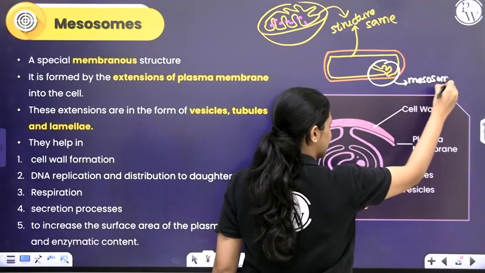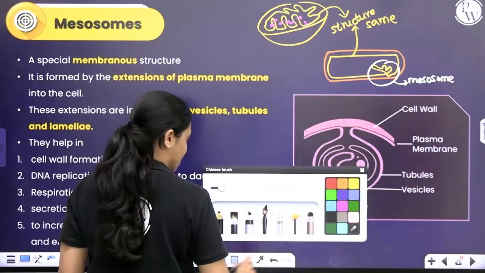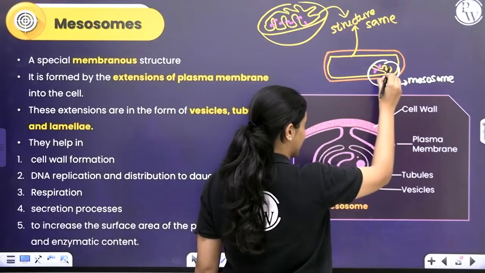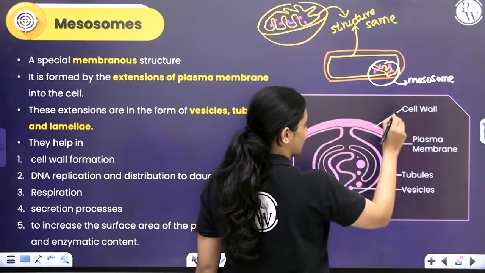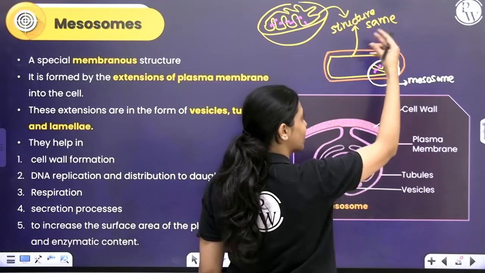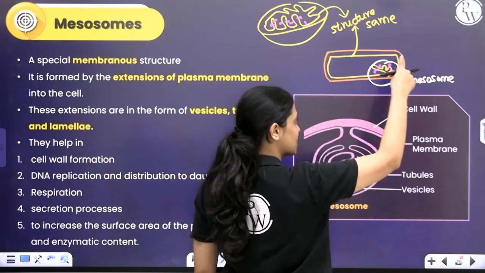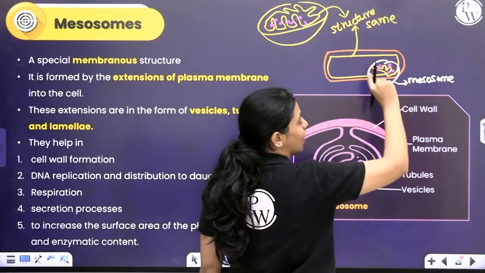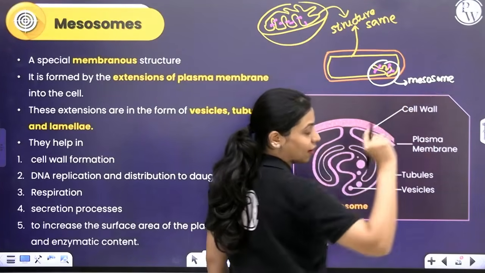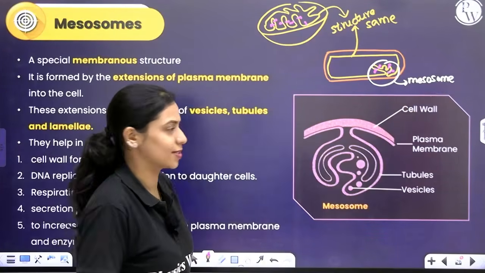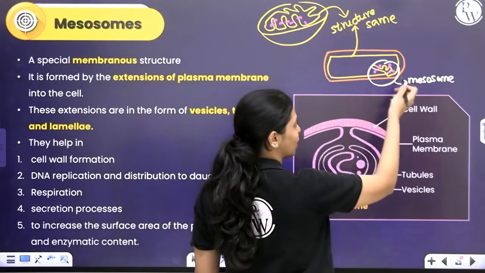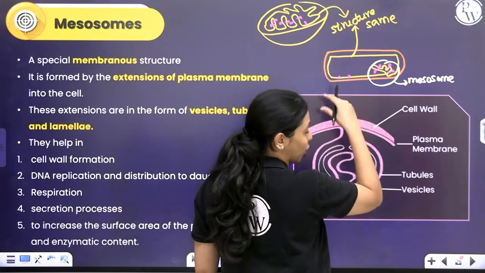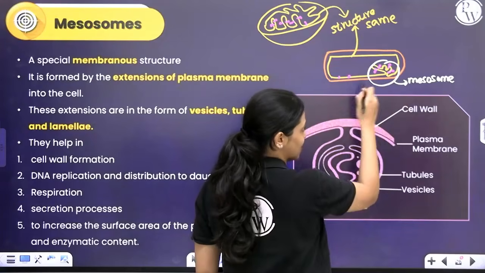And in these infoldings or invaginations, the enzymes required for ATP synthesis will be present. So the plasma membrane itself will get modified in certain regions and form the mesosome. Within that, you will have the enzymes required for ATP synthesis. You might be wondering, why should it cause infoldings there? Why can't the molecules required for ATP synthesis be present right here?